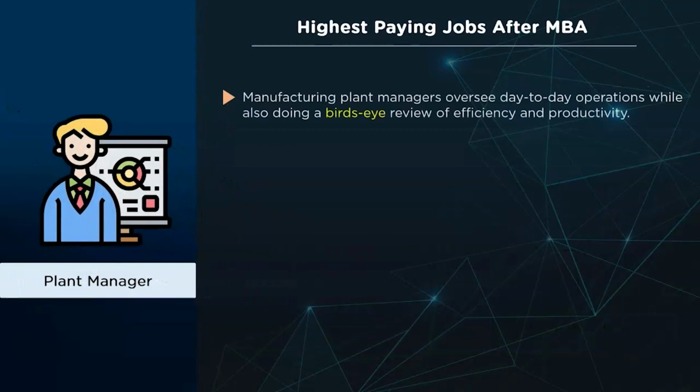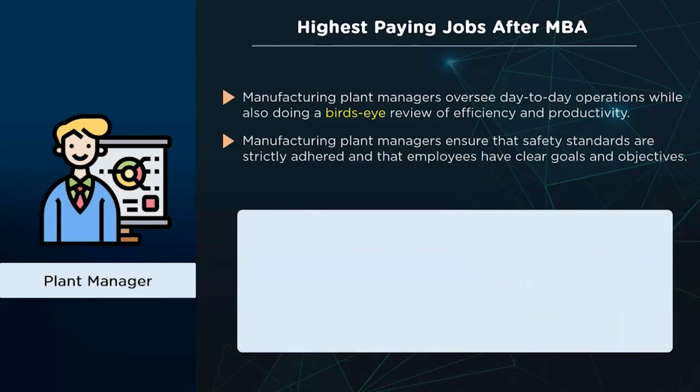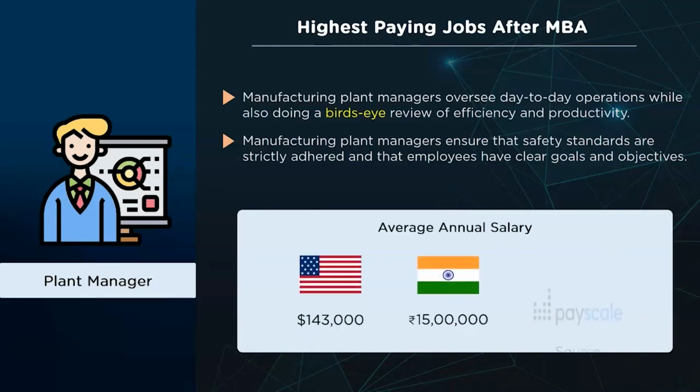This particular role involved in manufacturing mainly focuses on monitoring day to day operations while also doing a bird's eye review of efficiency and productivity. A plant manager is responsible for overseeing all manufacturing operations. This involves managing and coordinating daily tasks to achieve maximum performance, applying safety standards, and ensuring high performance and production at all times. You'll need a sound knowledge of mechanical processes to be able to enter into this job role. The average annual salary for a plant manager in the US is $143,000 and 15 lakh rupees in India.